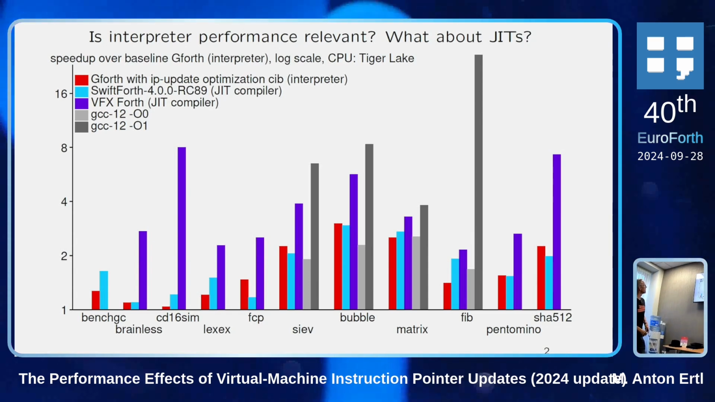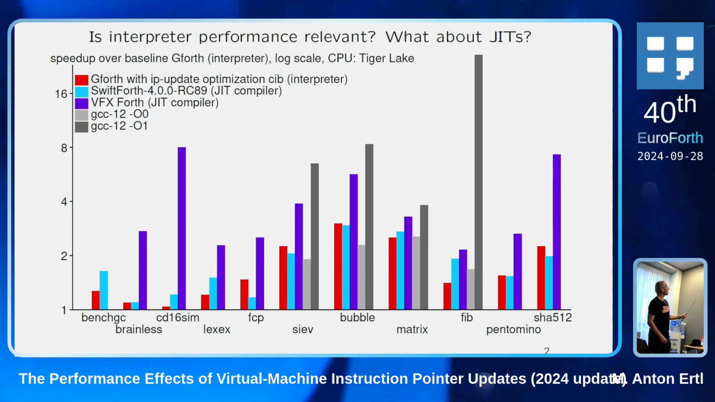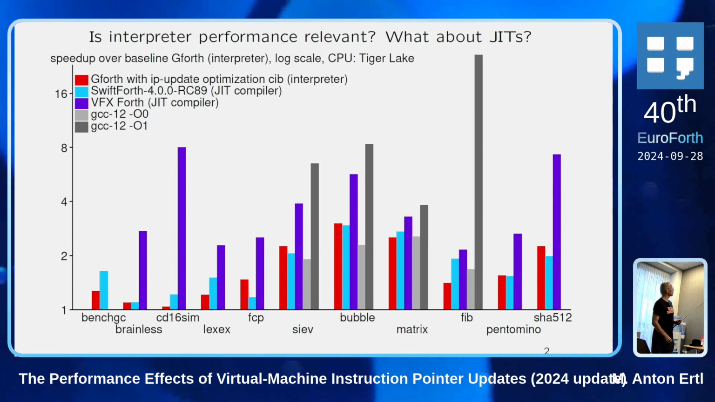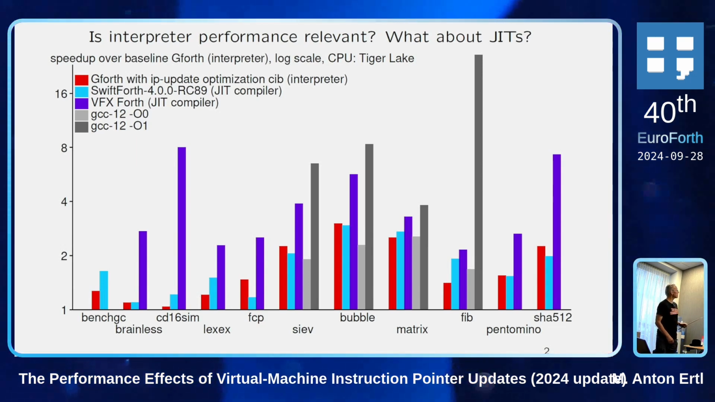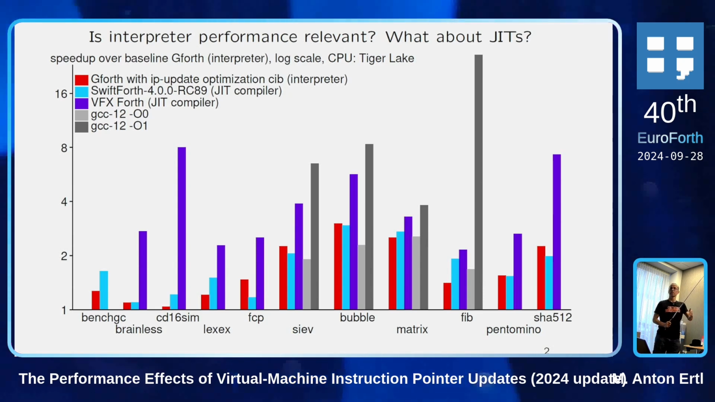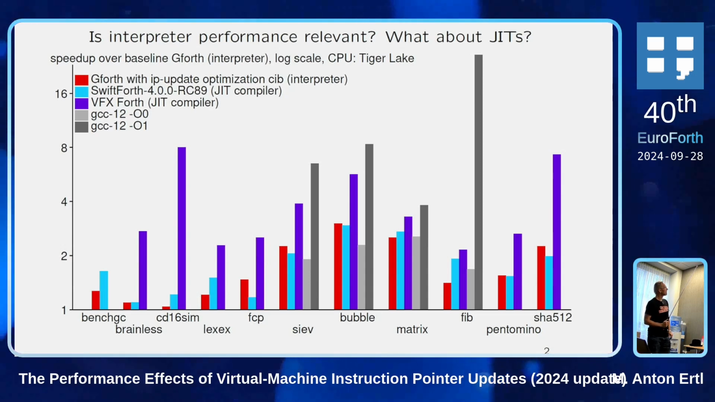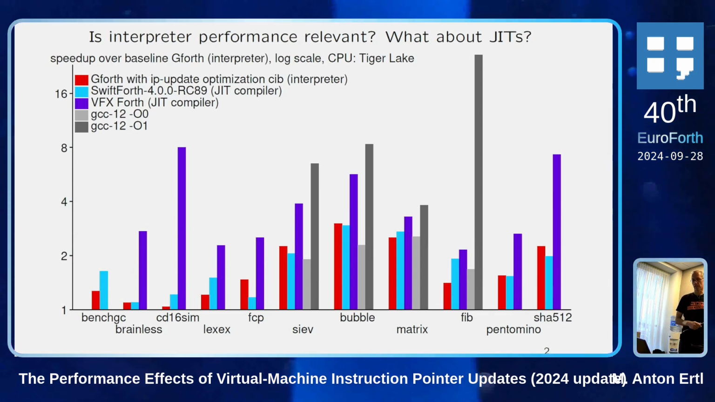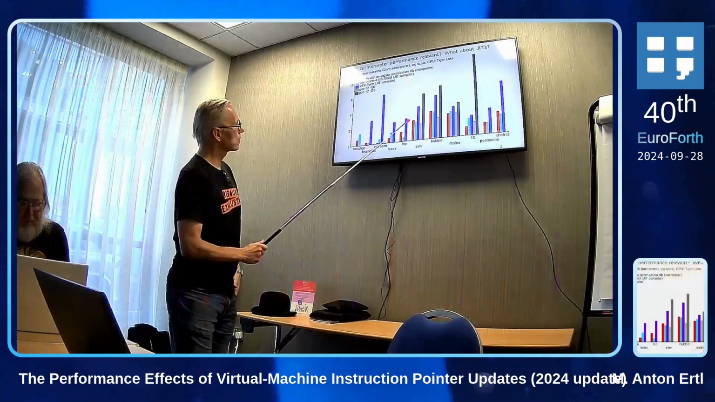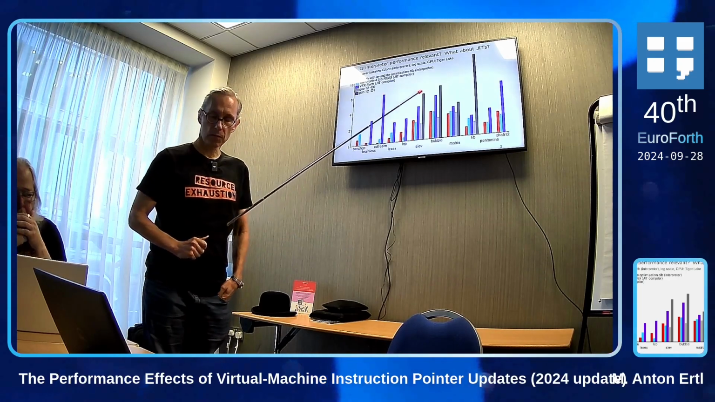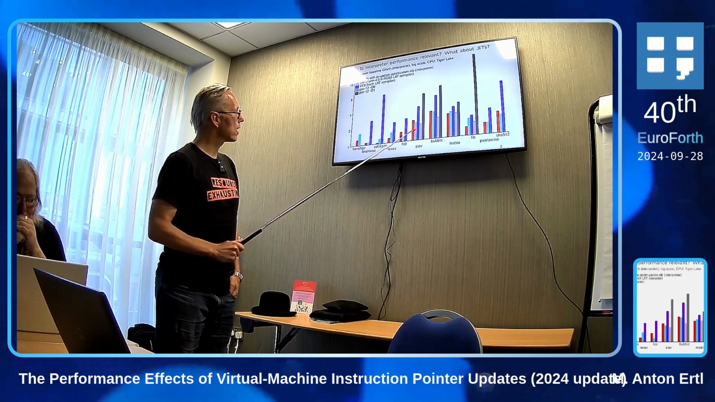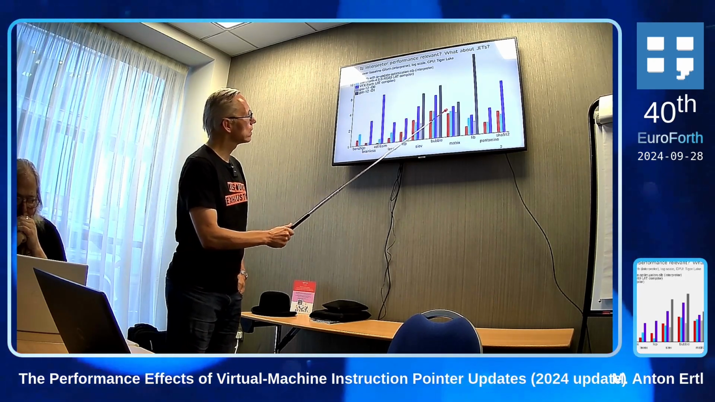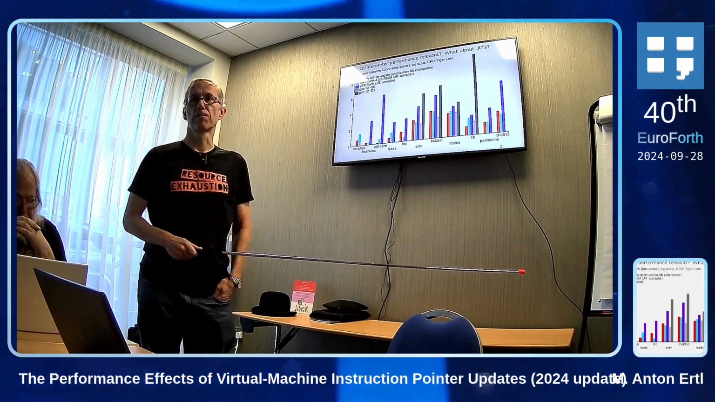And here we see Gforth with the new optimizations in red against some other Forth systems, SwiftForth and VFX, in light blue and violet. And you can see that the Gforth performance is comparable to that of SwiftForth with the new fix that we talked about yesterday. So I think it actually is relevant. We also see that Gforth is competitive. For a few benchmarks there are also C versions, and on these Gforth is comparable to GCC with -O0.